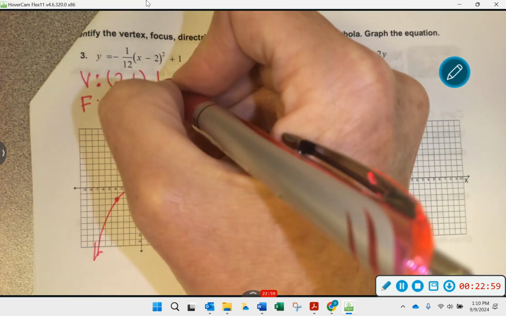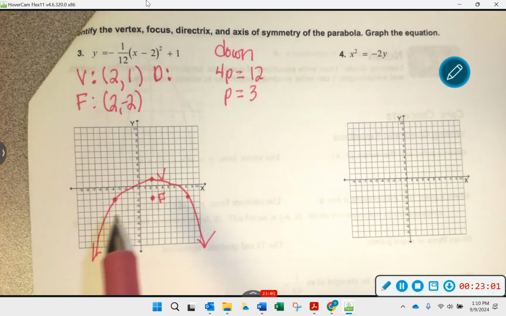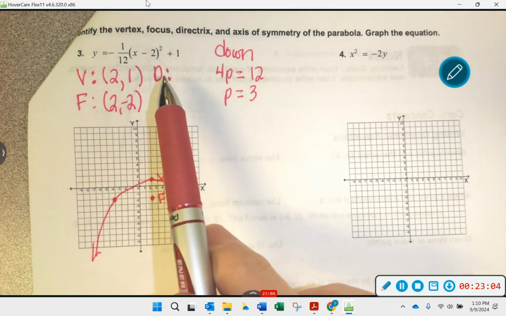We need the equation of the directrix. Remember, the focus is a point, but the directrix is a line. Can you figure out the equation for that directrix?